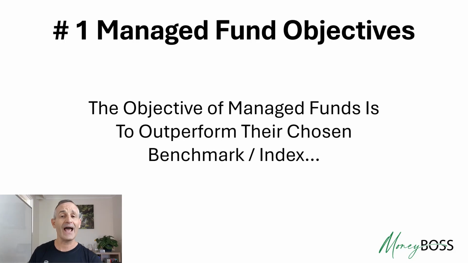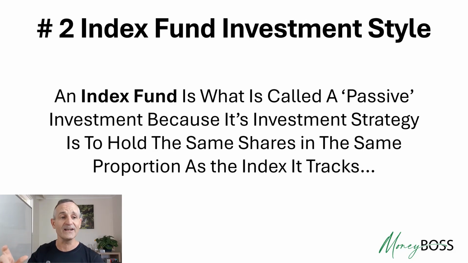Now, if we have a look at the second point, which was the investment style or strategy, an index fund is what is called a passive investment because they don't have professional portfolio managers or fund managers or researchers who are trying to pick and choose the best companies in the overall index to try and get better performance. They are simply just tracking the exact same shares in the exact same proportions that is made up in the index. That is their strategy. It is super simple, and that is why it is called passive.